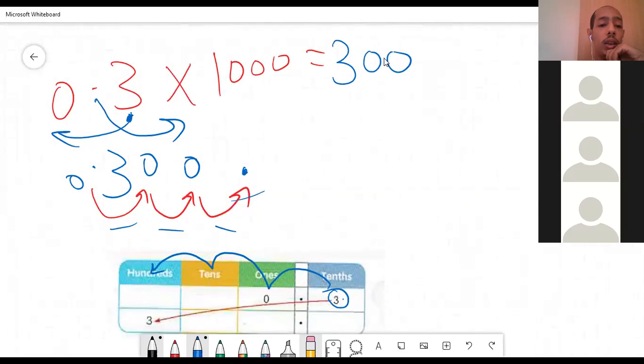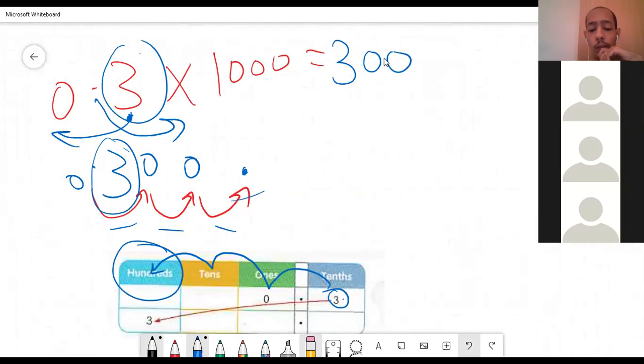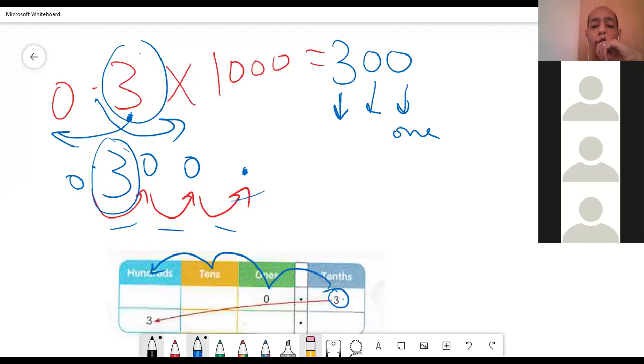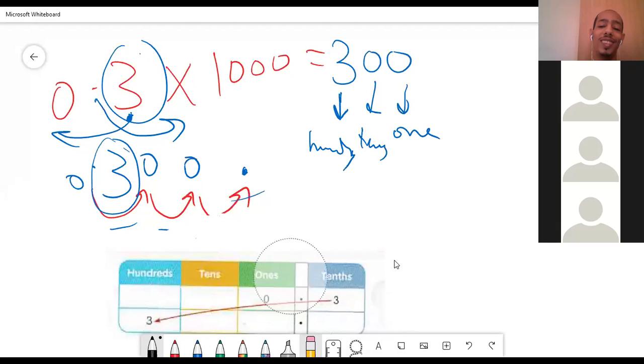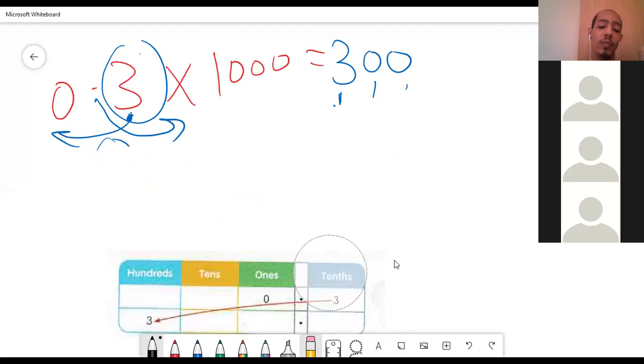So 3 was in tens, but here 3 becomes in hundreds, right? 3 here is in which place? In hundreds. Ones, tens, hundreds. Okay? Say okay or not? Okay. I hope so.